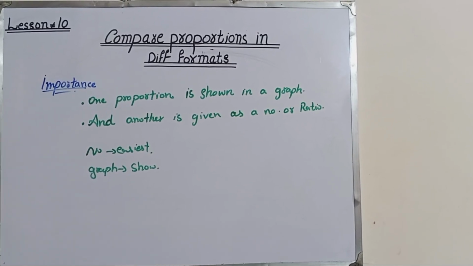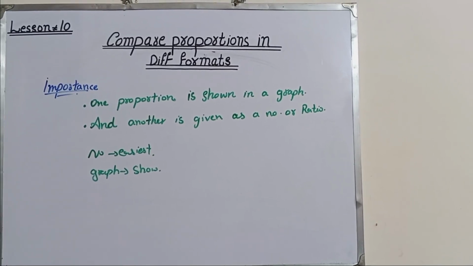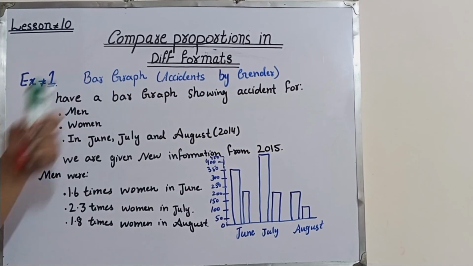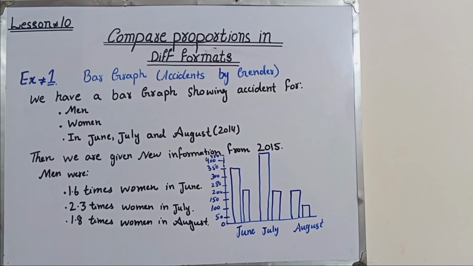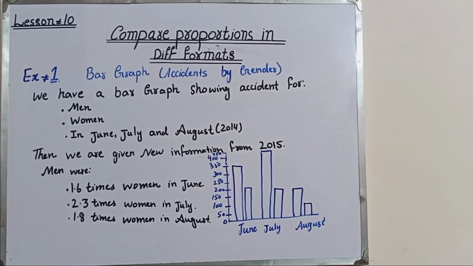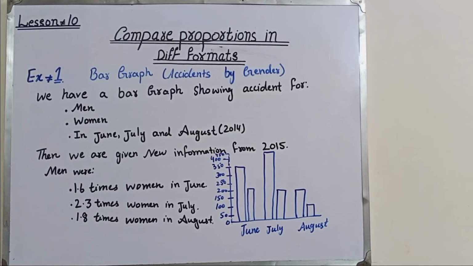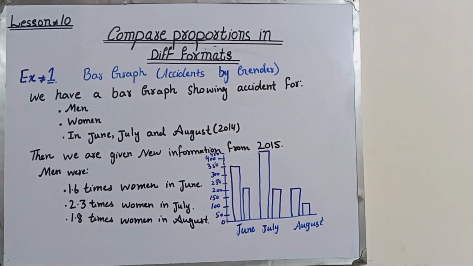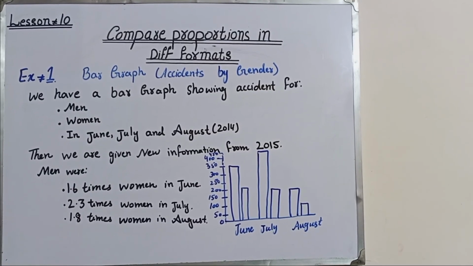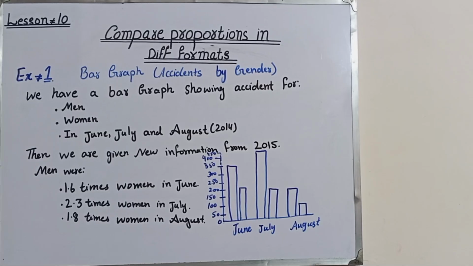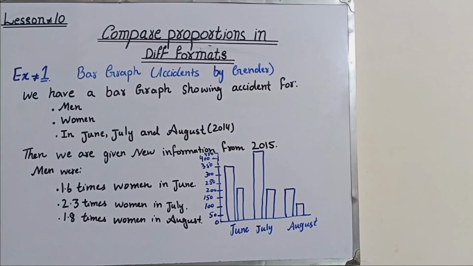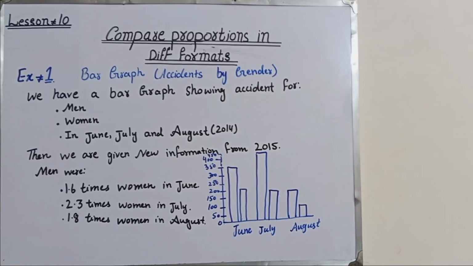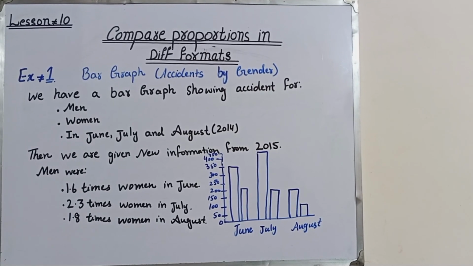Now we will do example number 1, bar graph accidents by gender. In this example, the bar graph shows the number of accidents for men and women aged 18 to 35 in Tabular country for the summer of 2014. The following year, the country released a report that the monthly rate of accidents for men in 2015 had been 1.6, 2.3 and 1.8 times women for June, July and August respectively. Of the 6 months reported, when was an accident victim most likely to be male?